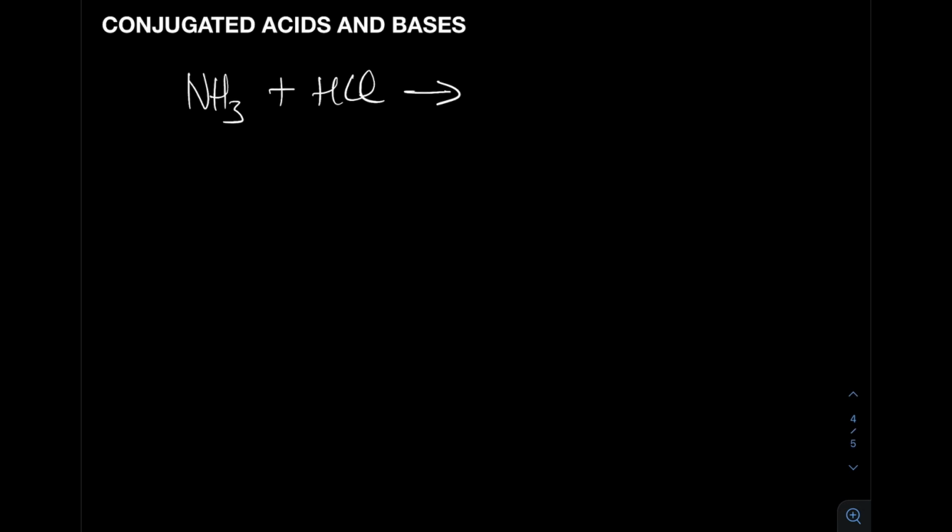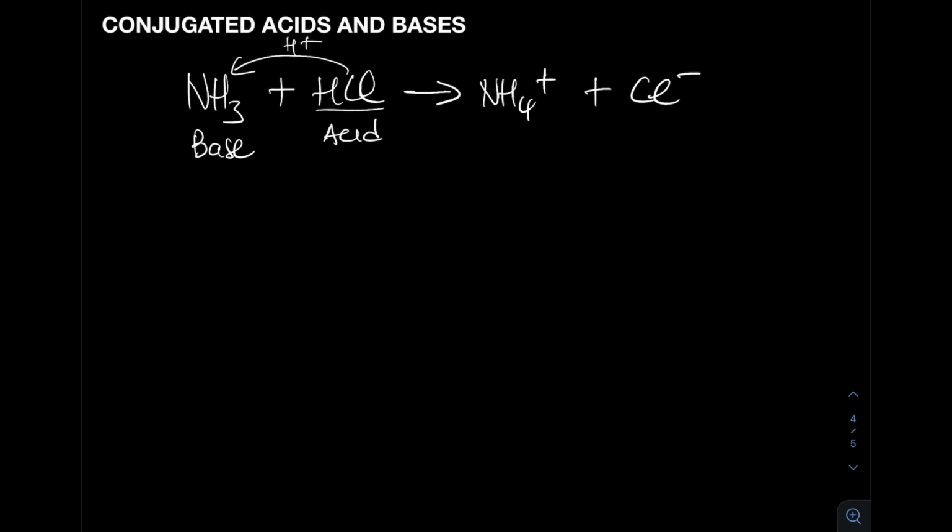Now, what's going to happen here? This acid will donate a proton to this base, and the base will accept that proton. So when the acid donates a proton, the NH3, which is ammonia, will become NH4 plus. Now let's look at the acid. What is it going to turn into when it has donated the proton? It's going to become Cl minus, right?